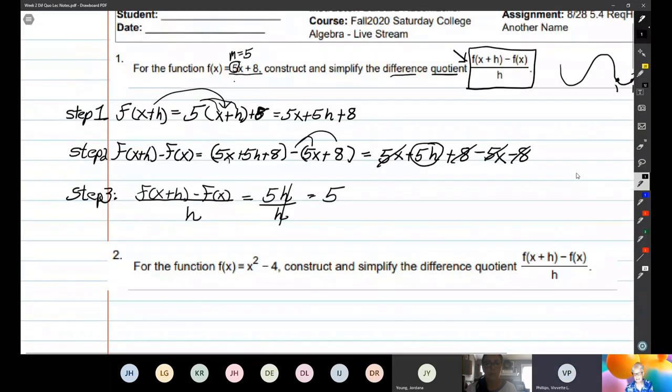Miss Barbara. Yes. In step 2, where we did the minus, f of x plus 8, why didn't we do 5x plus 5h plus 8? Why didn't we include the 5h in that as well? Do you see what I'm asking? We did over here. This is f of x plus h. Right there. So in the step before it, why didn't we include the 5h in with the 5x plus 8? We did, right here.